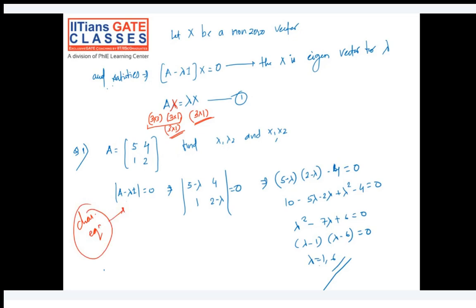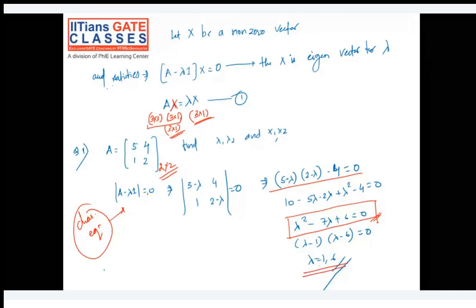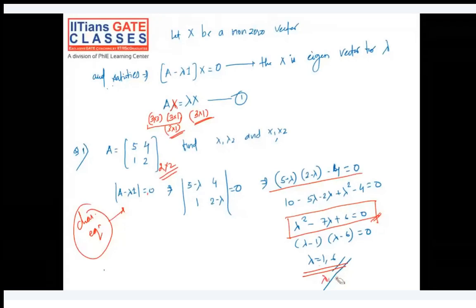So what is the determinant of this matrix? 5 minus lambda into 2 minus lambda, minus 4 equal to 0. This is your characteristics equation. If you simplify it, you will end up with this. As I said, it's a 2x2 matrix, so it's a second order equation in lambda square. If it is a second order equation, you will get 2 values of lambda. If you simply solve this equation, you'll end up with lambda equal to 1 and lambda equal to 6. Are you following it? You can call them lambda 1 and lambda 2. Corresponding to each value of lambda, you will get an eigenvector.